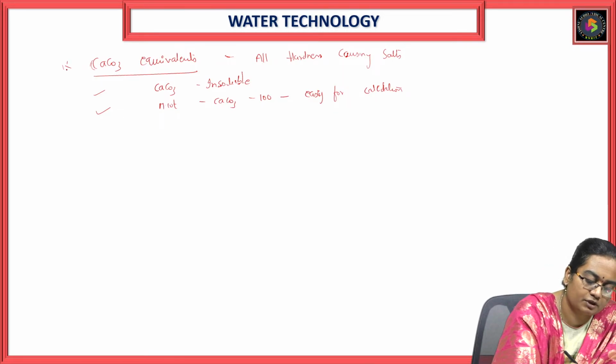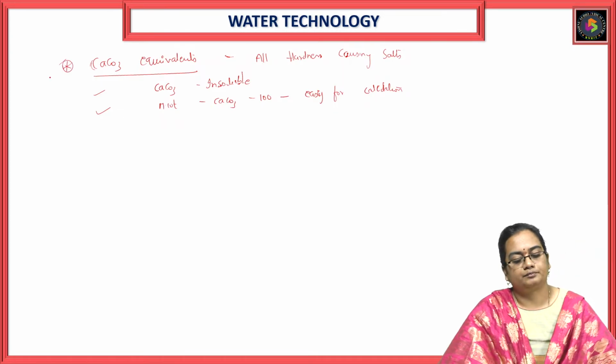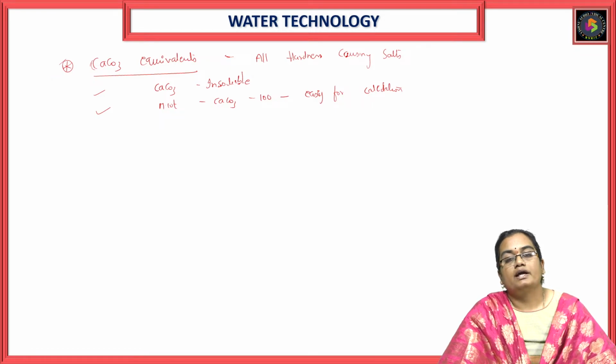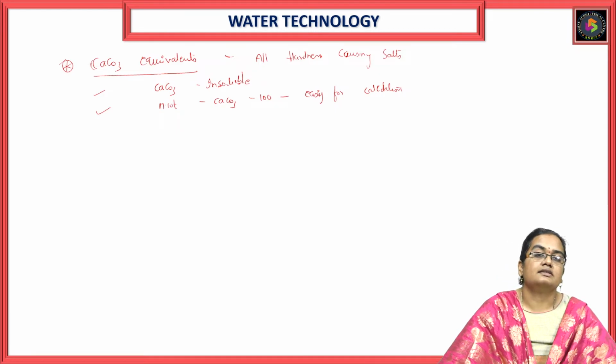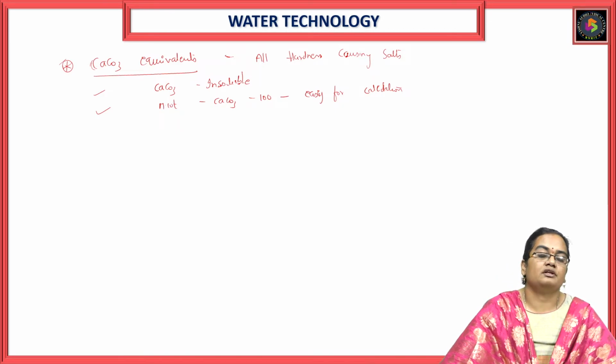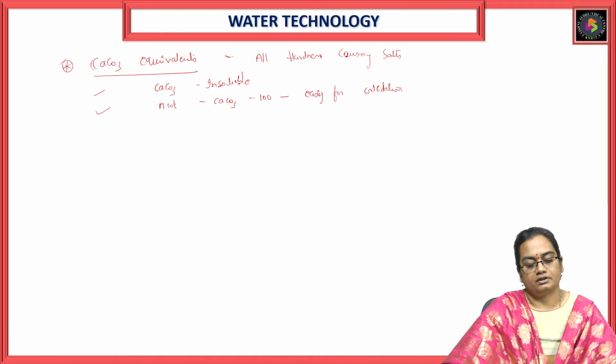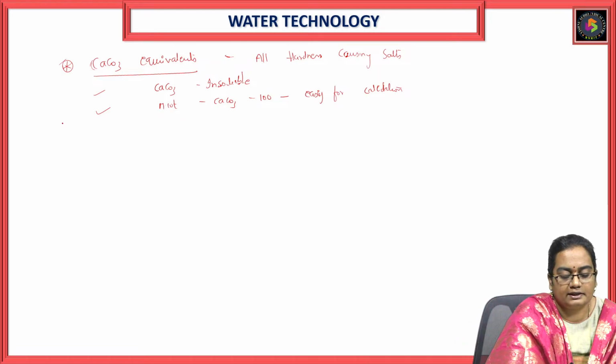This is also very important for a 1 mark question. So, why should hardness causing salts be converted into calcium carbonate equivalents? The first reason, calcium carbonate is highly insoluble in water, and the second, as the molecular weight of calcium carbonate is 100, it is very easy for doing calculations. So this is your introductory part.